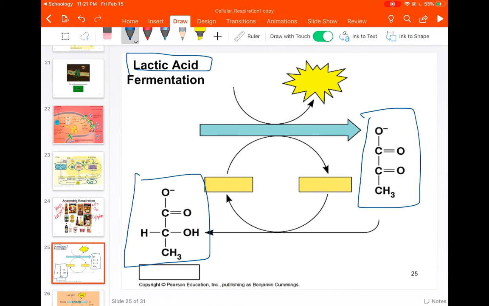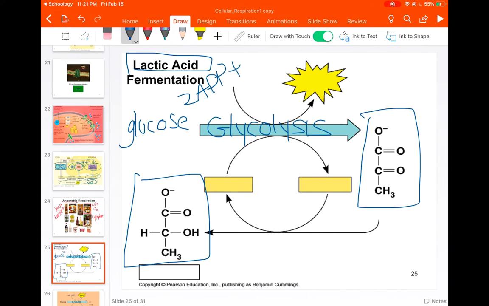This is what we do. This is also what bacteria do to make yogurt. This is what bacteria do to make sour cream. This is the process that it's made in. So it starts off with glucose, just like in glycolysis. This arrow is representing the process of glycolysis. And if you recall from glycolysis, we get 2 ADPs that bond with 2 inorganic phosphates to give us 2 ATPs and also 2 pyruvate or pyruvic acid molecules.